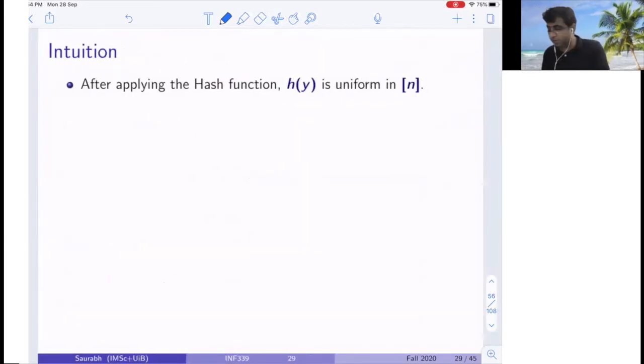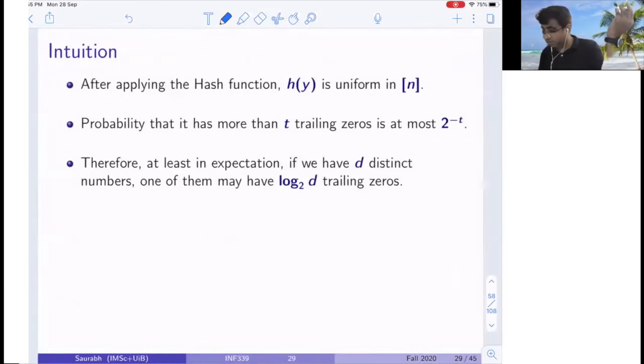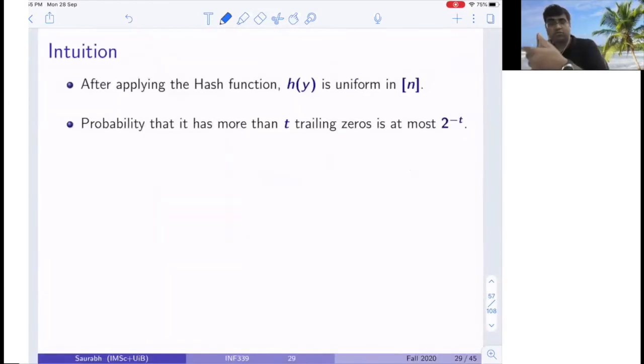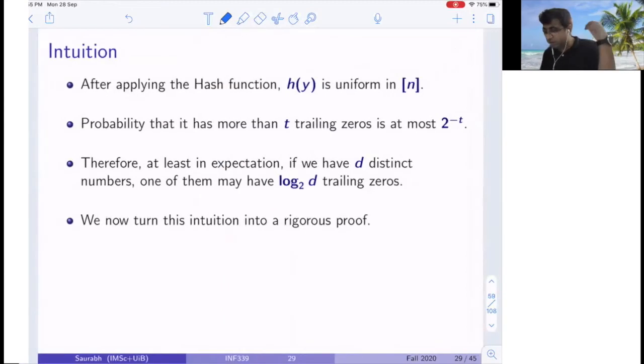So I have already explained the intuition that after applying the hash function, h(x) is uniform in 1 to n, right? So the probability that it has more than t trailing 0s is at most 2 power minus t. Therefore, at least in expectation, if we have d distinct numbers, one of them may have log base 2 d trailing 0s. We now just turn this intuition into a rigorous proof.